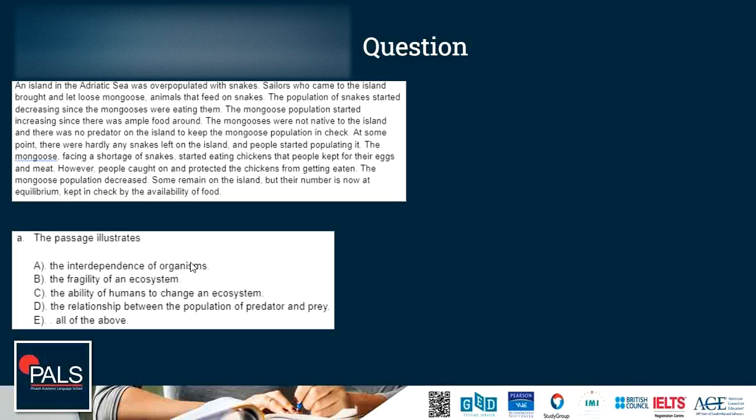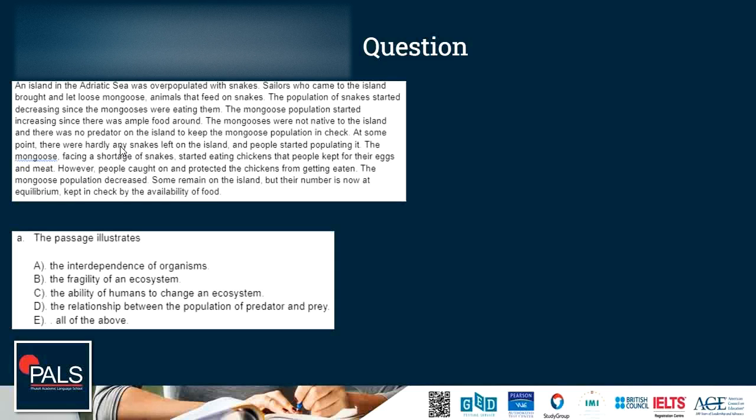We'll go over the answer now. The correct answer here is E. All of the above are correct statements which are illustrated by the text above. The interdependence of organisms is shown by the relationship between the mongoose and the snakes, and the mongoose and the chicken. Organisms depend on other organisms for a source of food, for example. The fragility of an ecosystem.